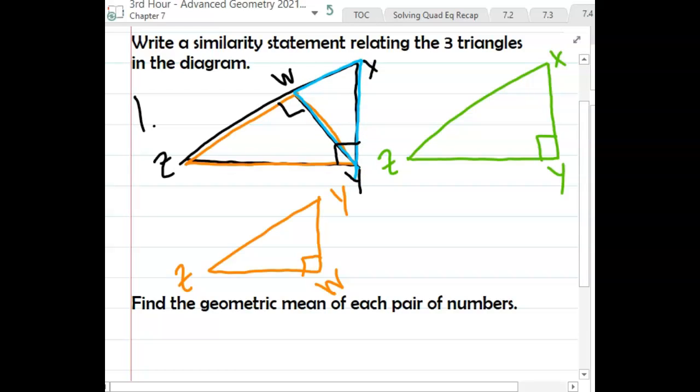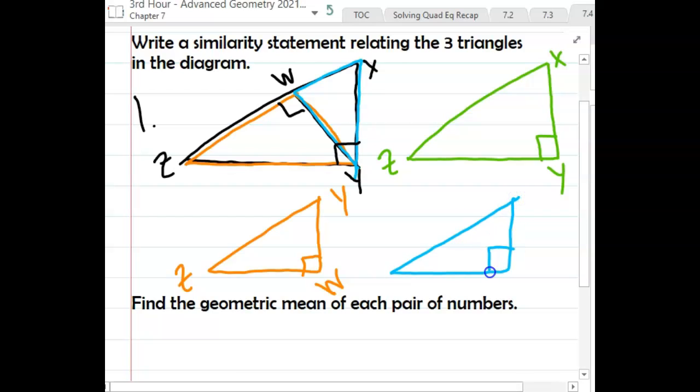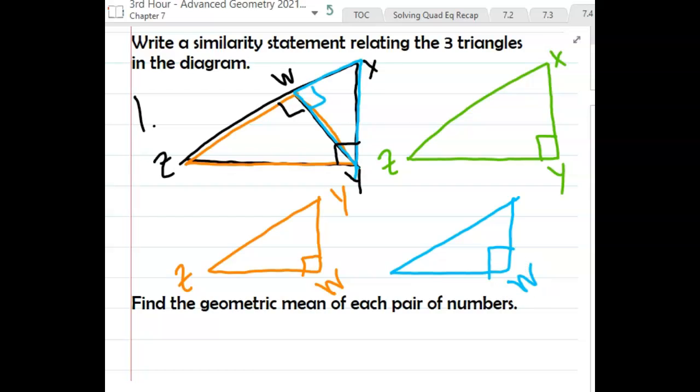Once again, I think it's going to help if we make it look the same. It's similar, so it's the same shape, just not the same size. Once again, the easiest vertex to label is probably the right angle. What's my right angle? It's also W. I didn't write the right angle there, but we could. This one is also W.